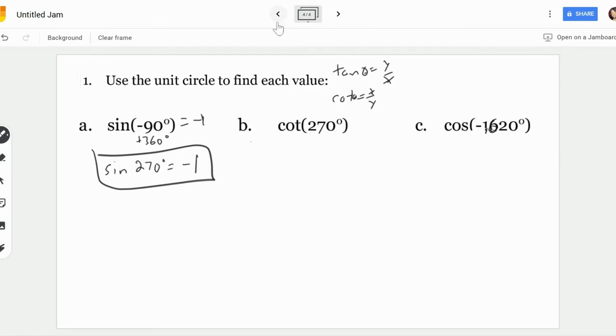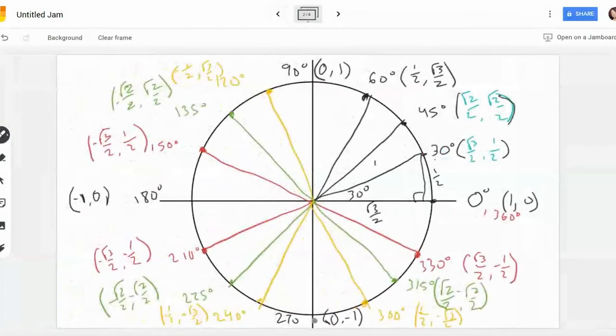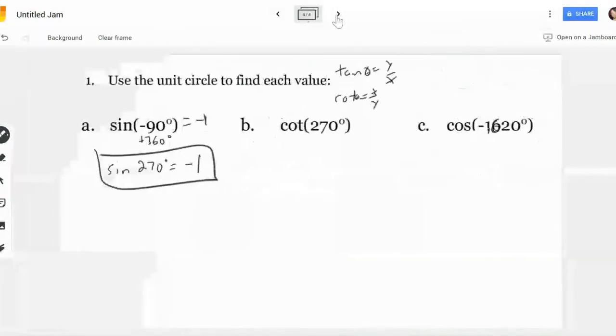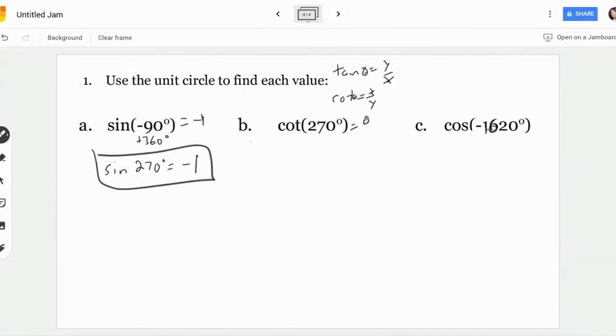So at 270, x over y in this case is 0 over -1, which is just 0. Nothing wrong with that. 0 divided by -1, and you just get 0. And then you get something really ugly like this.